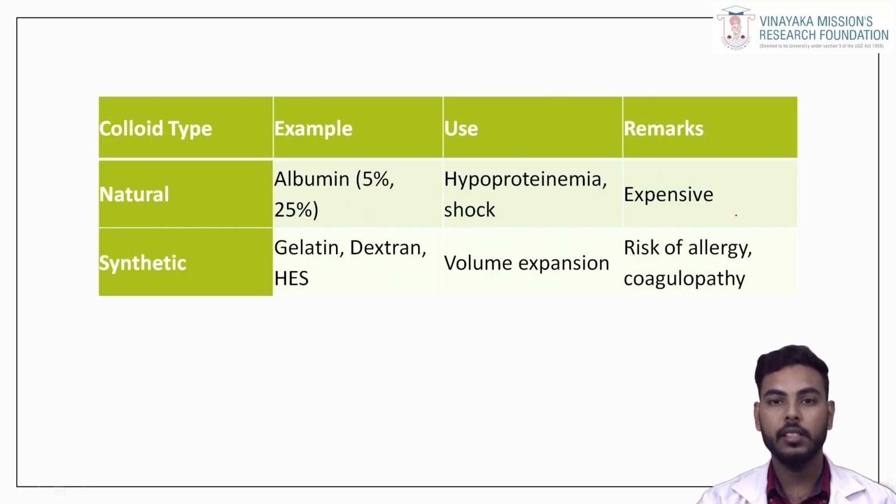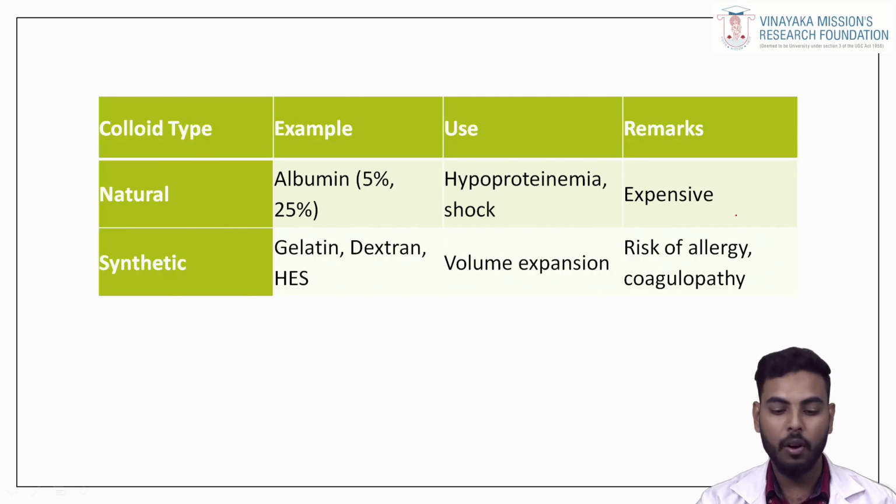Dextran polymers are divided into two: dextran 40 and dextran 70. Dextran 40 has around 40,000 molecular weight and dextran 70 has 70,000 molecular weight, because these colloids have a larger molecular weight. And next is HES.